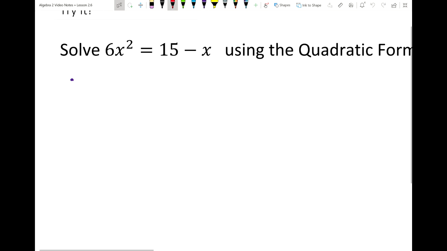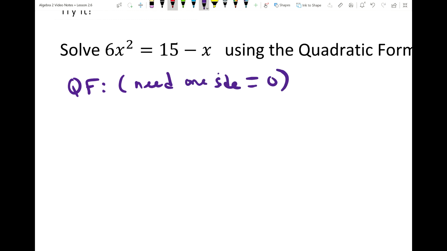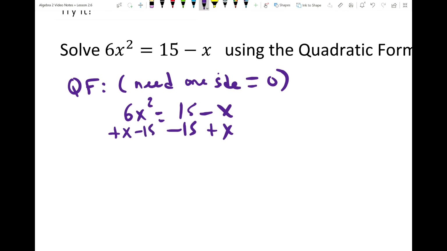Okay, so in order to use the quadratic formula, remember that you have to have one side equal zero. So what I propose is to move the 15 over and move the x over by doing the opposite operation. If I subtract 15, that'll be zero. If I add x, that'll be zero. And whatever I do to one side, I gotta do to the other, right? So I gotta do plus x, and then I gotta do minus 15. So those go away, so that becomes zero.